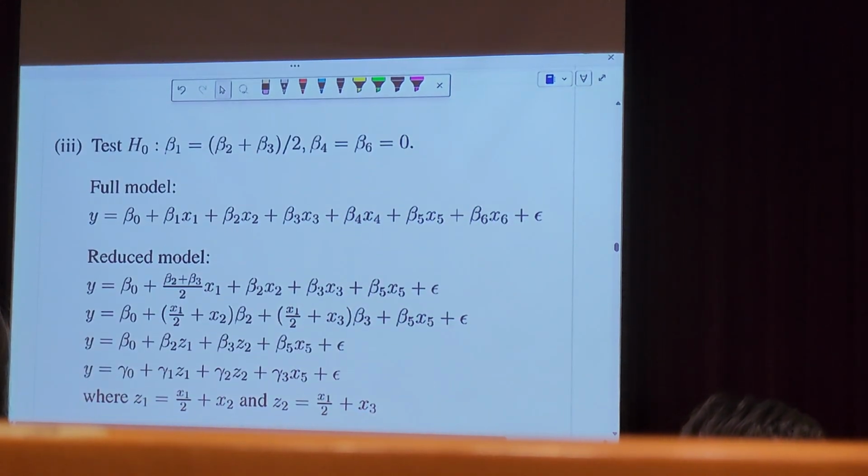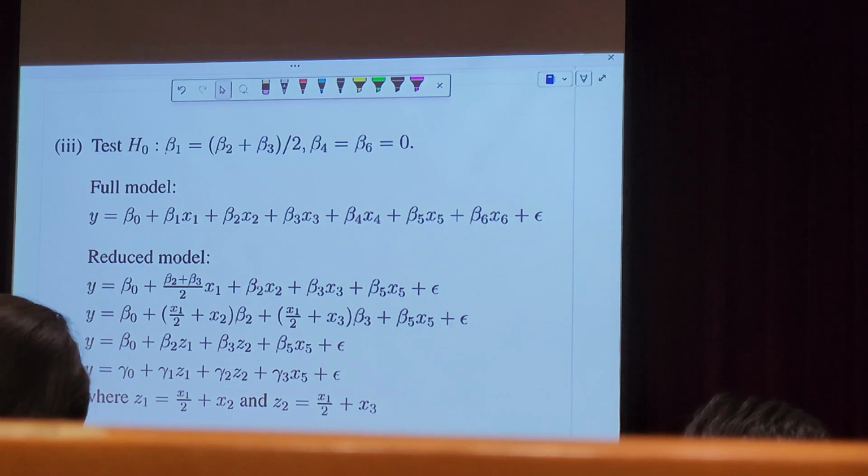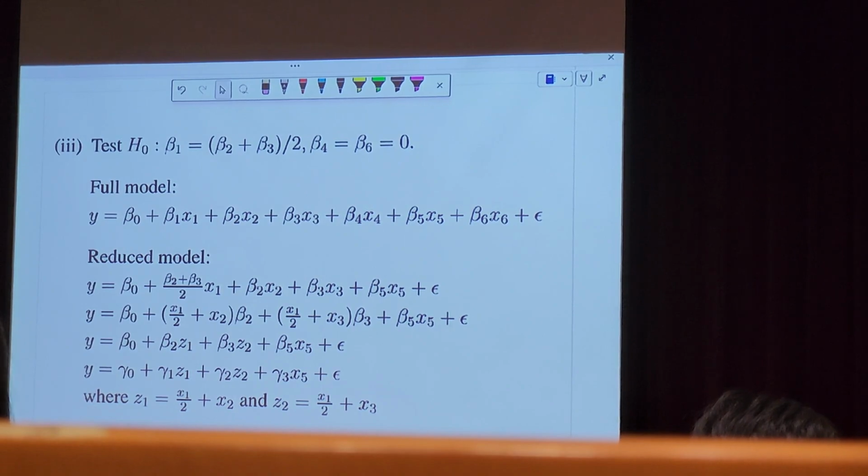Alright, next example. I want to test this. For some example, you might think that beta 1 should be the average of the other two. Now, how do I come up with this equation? Well, it depends on your own domain knowledge. You work on a problem, you have a good feel for what the relationship among them is. So you figure this out. You don't just simply write down a constraint. It's based on domain knowledge.